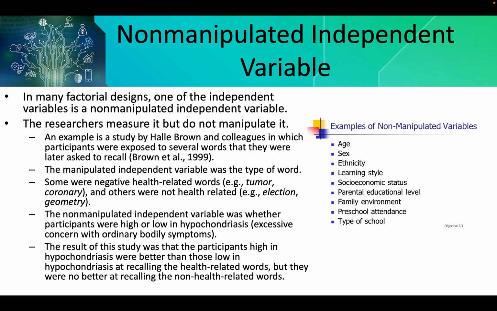And these are examples of non-manipulated variables. You can't change people's age, you can't change their sex, you can't change their ethnicity, you can't change their learning style, you can't change their socioeconomic status or their parental educational level or their family environment, their preschool attendance, or their type of school.